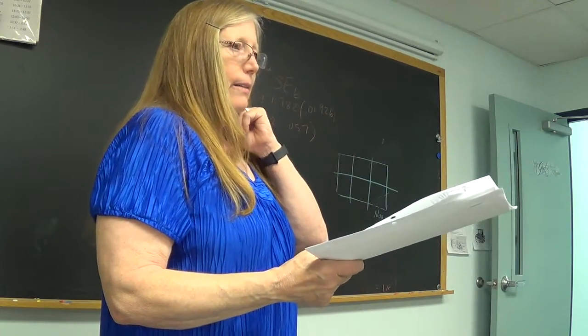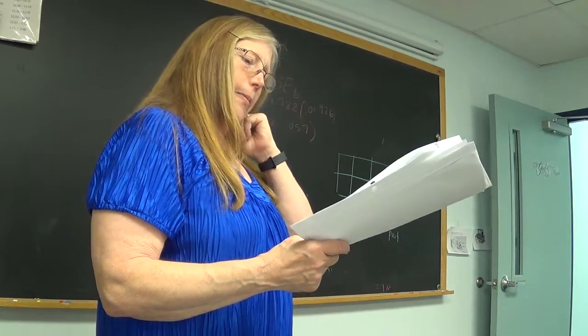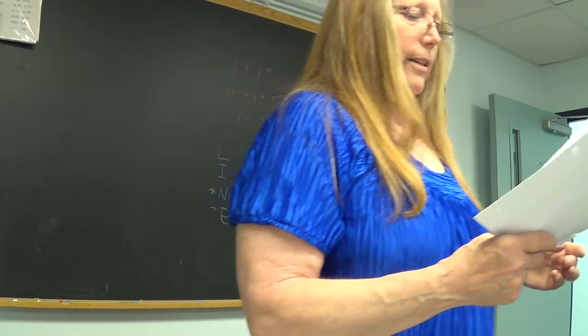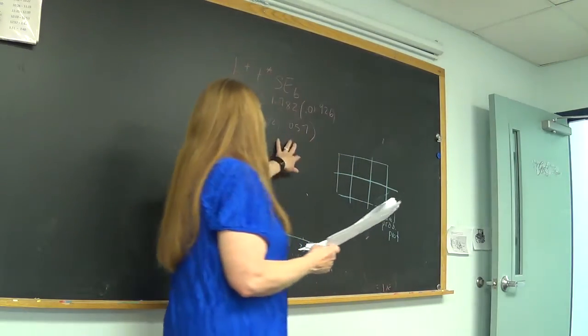So we say, we are 90% confident that the true slope of the regression line, and that's for the whole population, is in this interval.